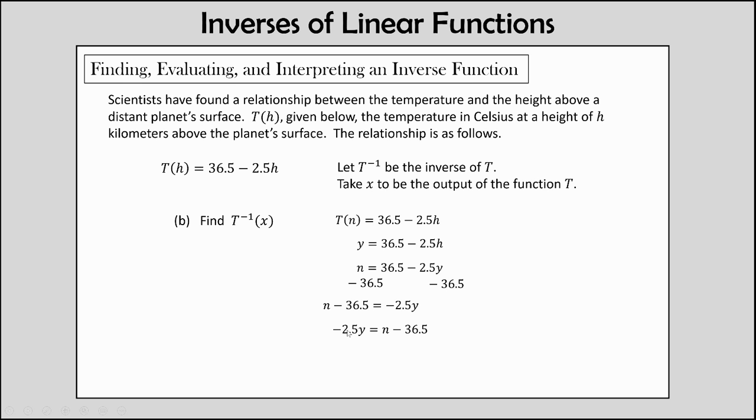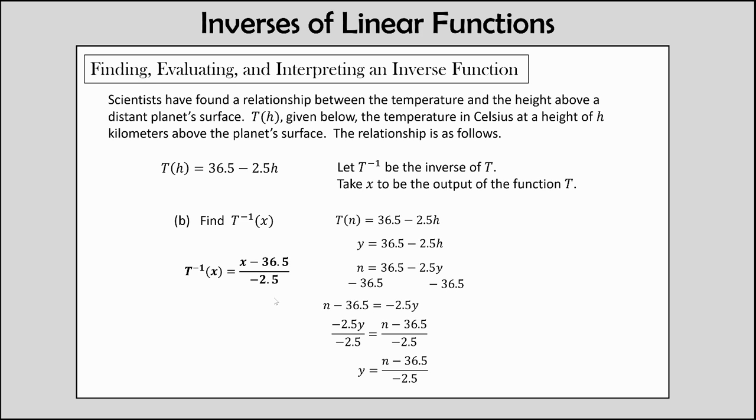So now my last step is I want to isolate the Y. I want to make this negative 2.5 become a 1. So I'm going to divide each side by negative 2.5. And that's my final result here. Y equals, again, that should be H minus 36.5 over negative 2.5. They actually asked me to do it in terms of X. So all that means is your variable over here needs to be whatever that variable is there. So X minus 36.5 over negative 2.5 is my inverse function.